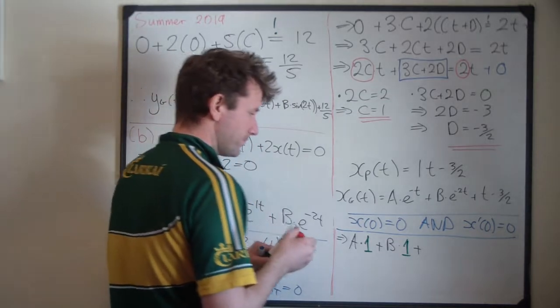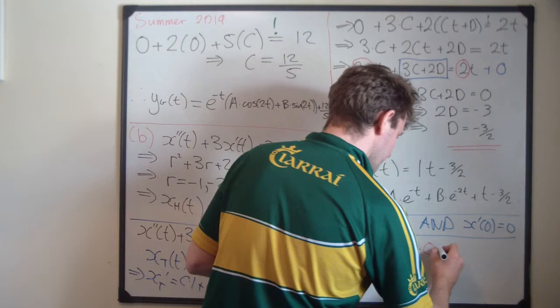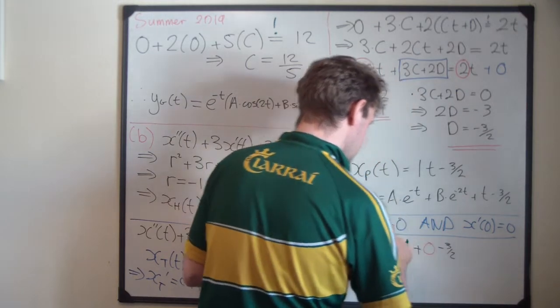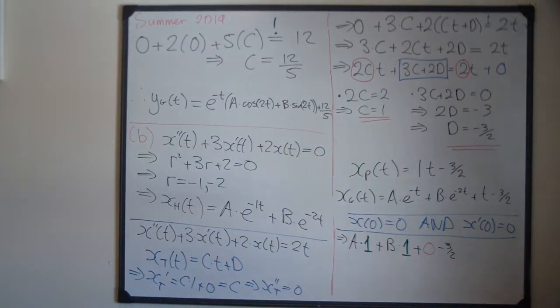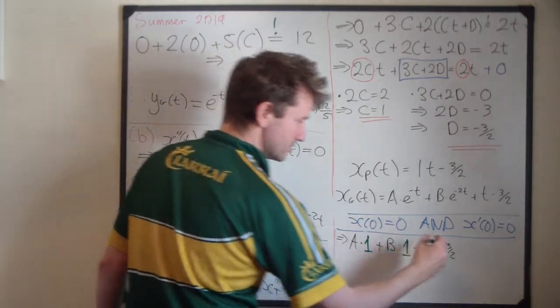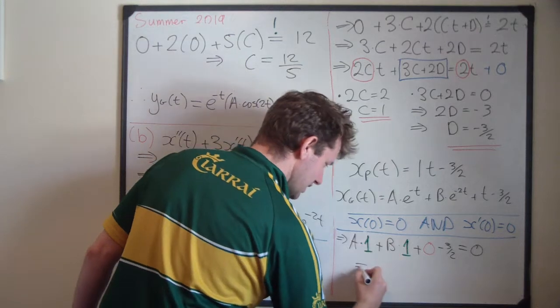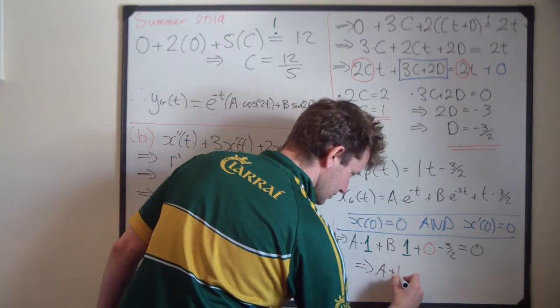If you sub it in, and the minus 3 over 2 is just sitting there. When you substitute in t equals 0, you must get x equals 0. So this is what is written here: a times 1 plus b times 1 plus 0 minus 3 over 2 is equal to the general solution at t equals 0, and it must equal 0. So you get an equation here: add this to both sides, a plus b is equal to 3 over 2.